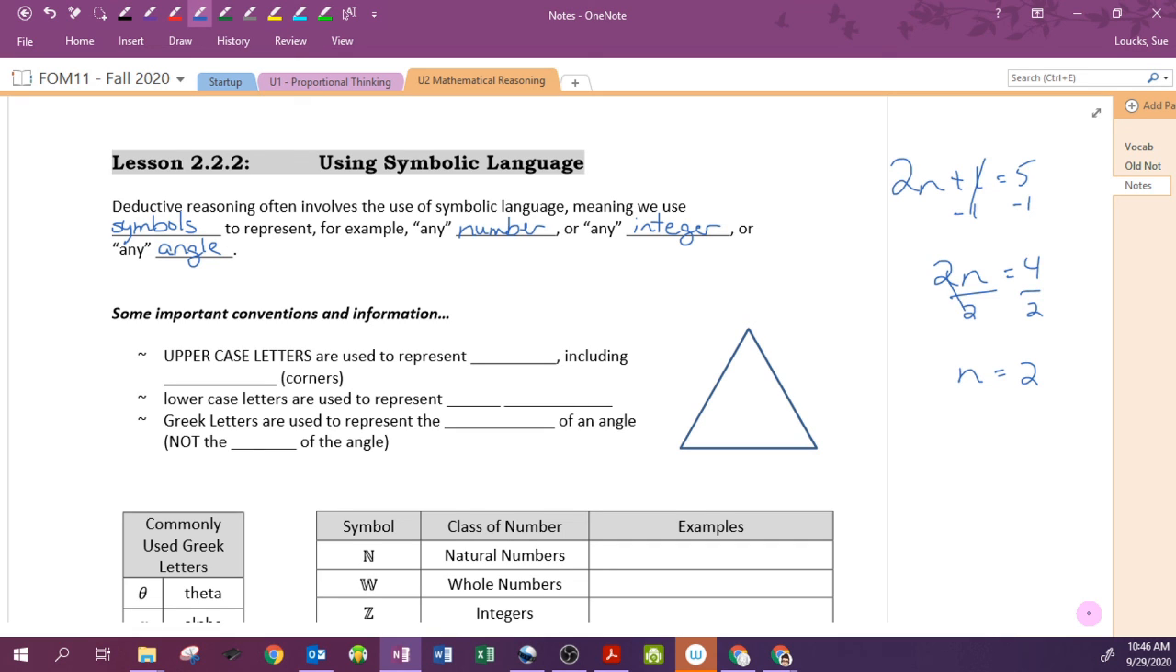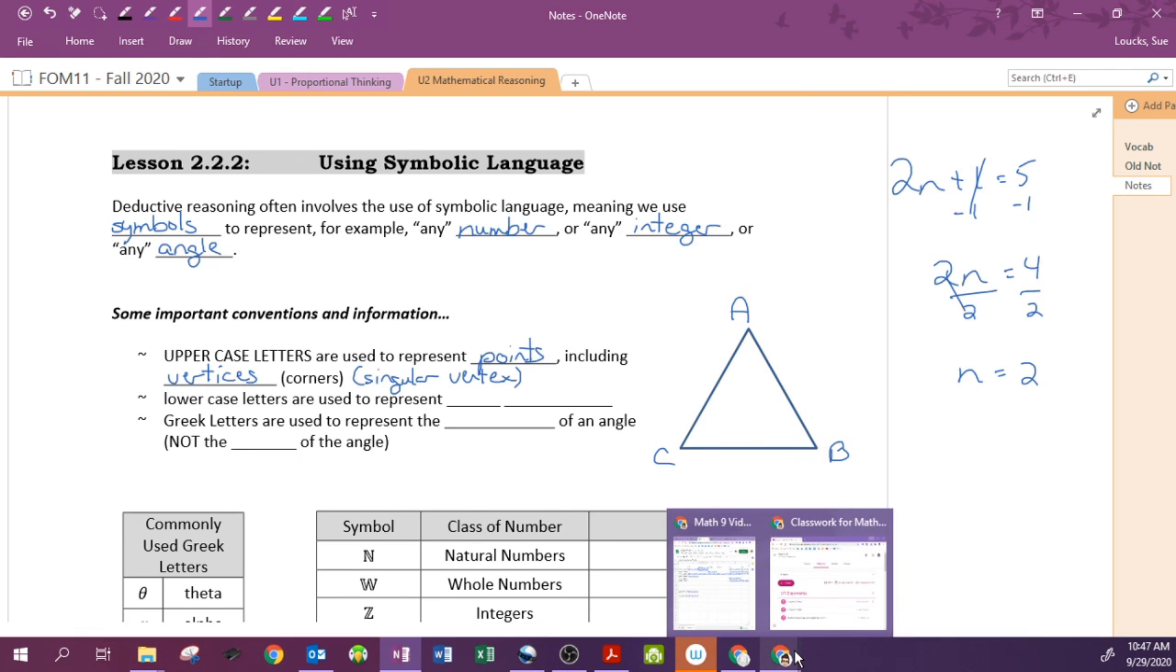Before we go any further, there's just some more vocab for you and some conventions. So one convention involves labeling triangles. And the convention is uppercase letters are used to label points, including vertices. And the singular is vertex. So I can label this as A, B, and C. And those letters are referring to the points.